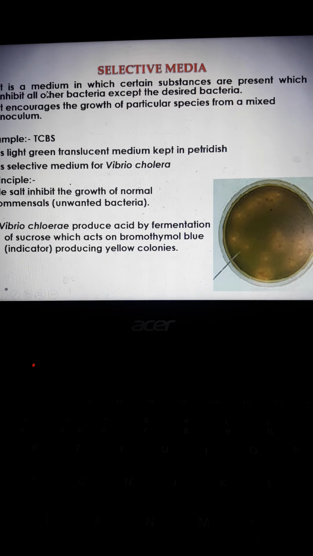So we have selective media. So this one is the medium in which certain substances are present, okay? That inhibit all other bacteria except for the desired bacteria. It encourages growth of a particular species from mixed inoculum.